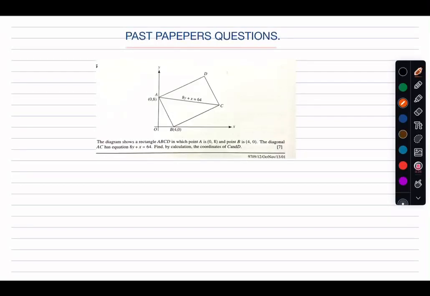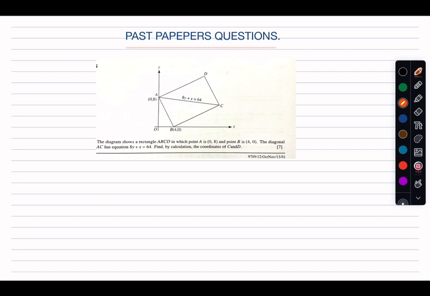Assalamu alaikum. So after doing all the topics from coordinate geometry, topics including the distance formula, the midpoint formula, the line equation, then we have the perpendicular and the parallel lines. So we know all these concepts. So after that, let's start the past papers.